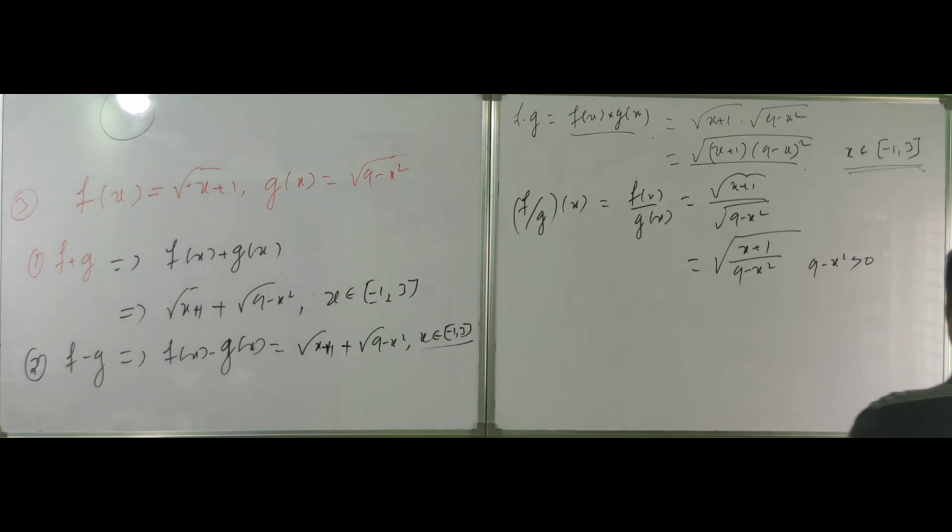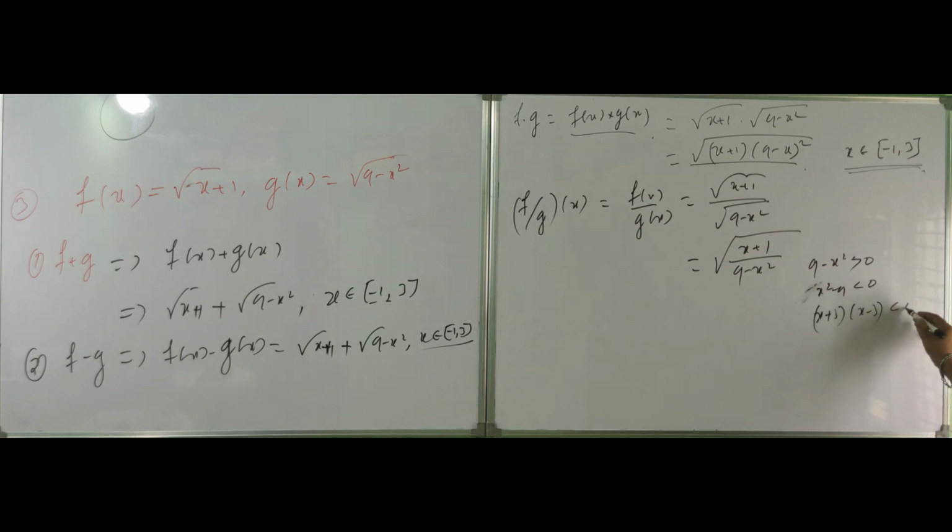But for this division, this should be greater than 0. This means x square minus 9 should be less than 0. This becomes x plus 3 into x minus 3 less than 0. This is the formula: if x minus a into x minus b is less than 0, then x is between a and b.